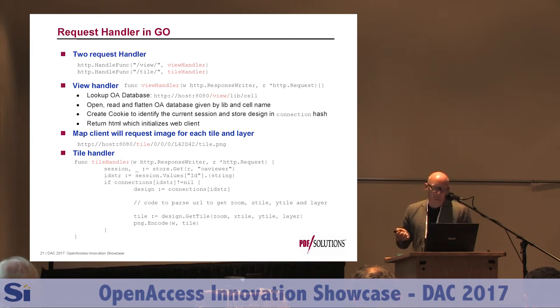The map itself will then, for every tile, so every zoom level and tile, send a request to the server. In this example, tile and then zoom level, X, Y, and so forth. I'll explain later. The tile handler simply says, give me the tile for that zoom level, that X, Y, and that layer. And then it sends an encoded image back.